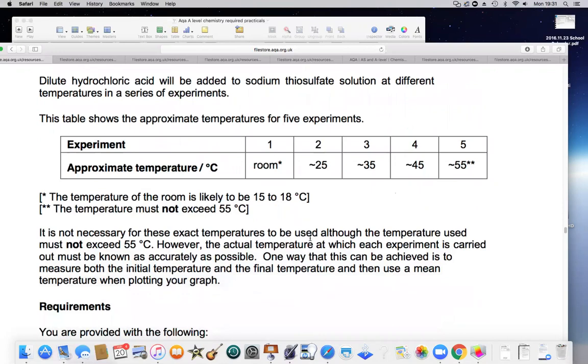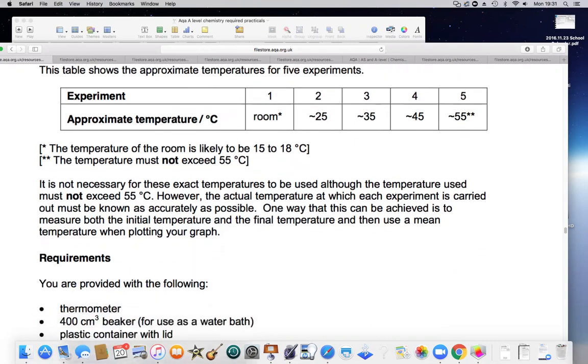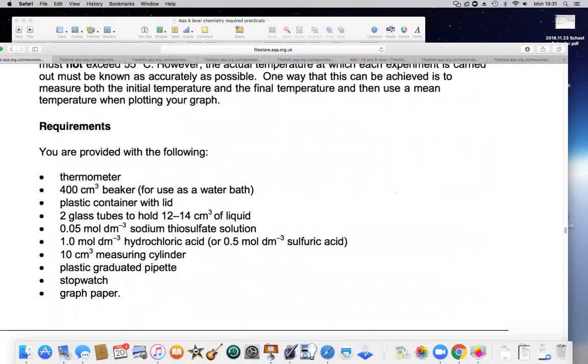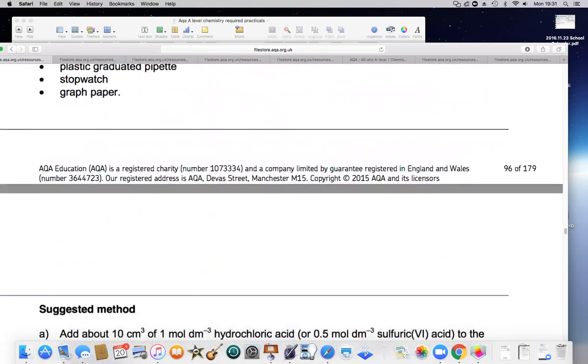The suggestion here is that in the method it says use 10 centimeters cubed of hydrochloric acid and 10 centimeters cubed of sodium thiosulfate, and heat one of them or both of them in a water bath, and use the mean temperature if you heat one and not the other to estimate the temperature of the whole thing.